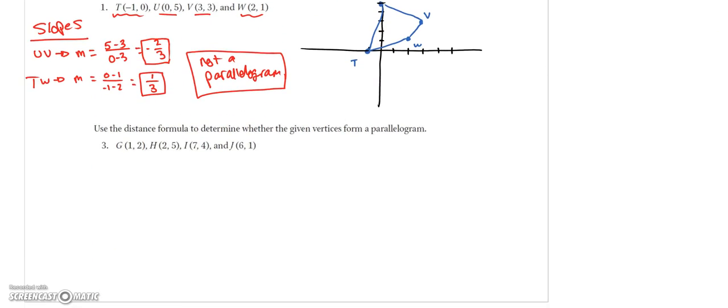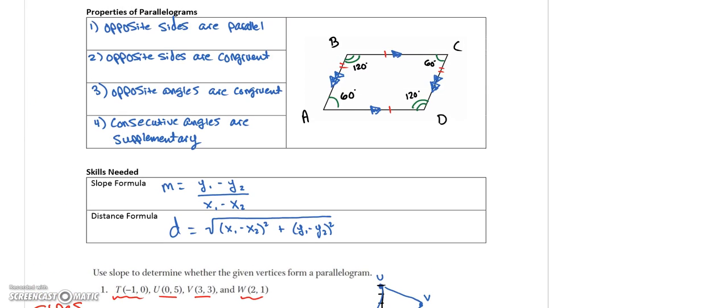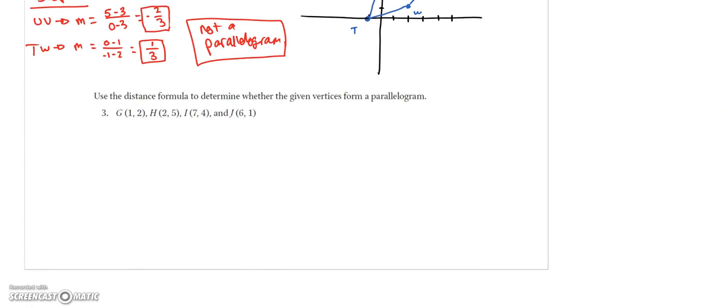Okay, next, use the distance formula. So the distance formula talks about side lengths. I need to prove this number 2 here, that opposite sides are congruent. So I'll use the distance formula to prove whether or not this is a parallelogram. Let's see, these are all in quadrant 1, I believe, so that's kind of nice. In quadrant 1, my largest x is going to be 7. Largest y is going to be 5.